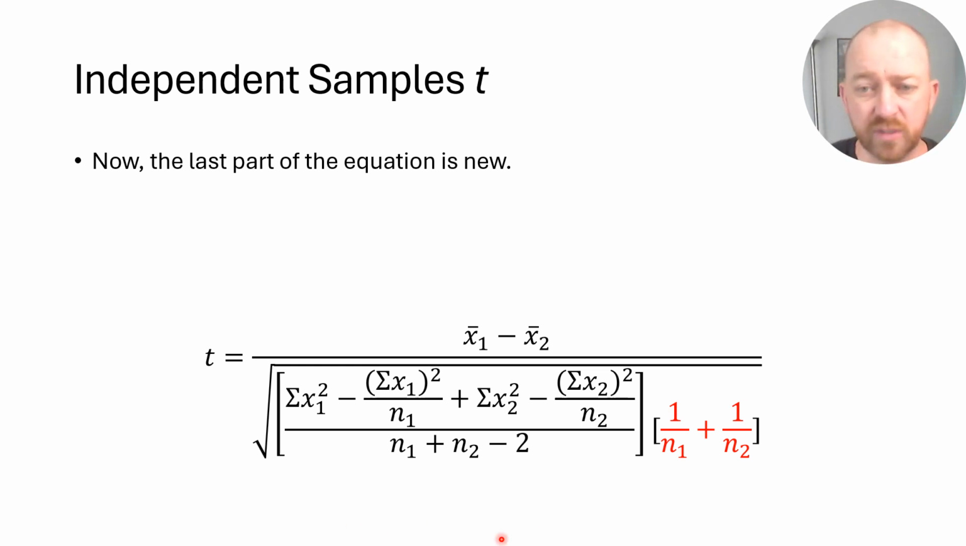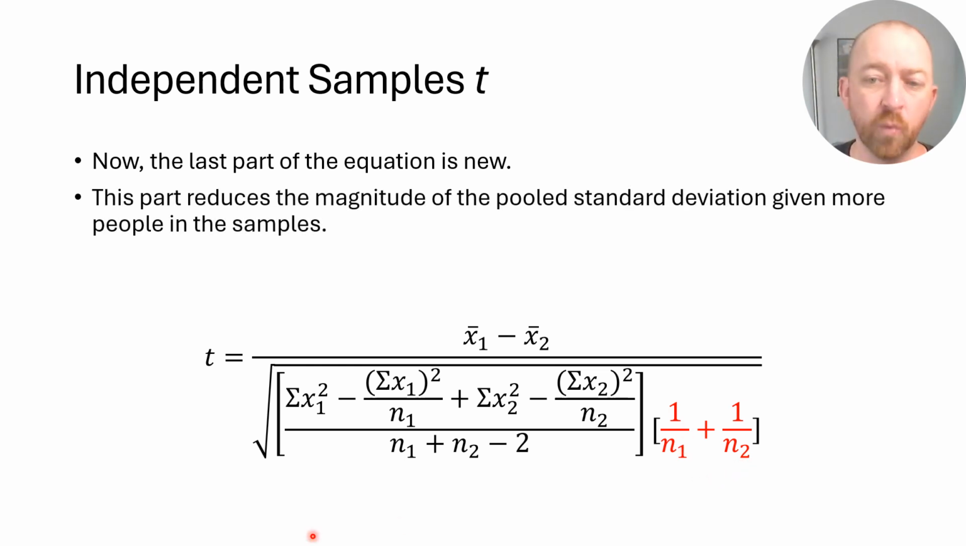Now, conceptually, this is actually pretty straightforward what it's doing. If you think about what this would mean with the math, essentially what it does is it gives more weight to the standard deviation if you have fewer people in your groups or fewer observations of the variables. So in other words, the smaller your sample size, the more the standard deviation matters. It's going to have more of an impact on the value of the denominator. It's going to be larger.